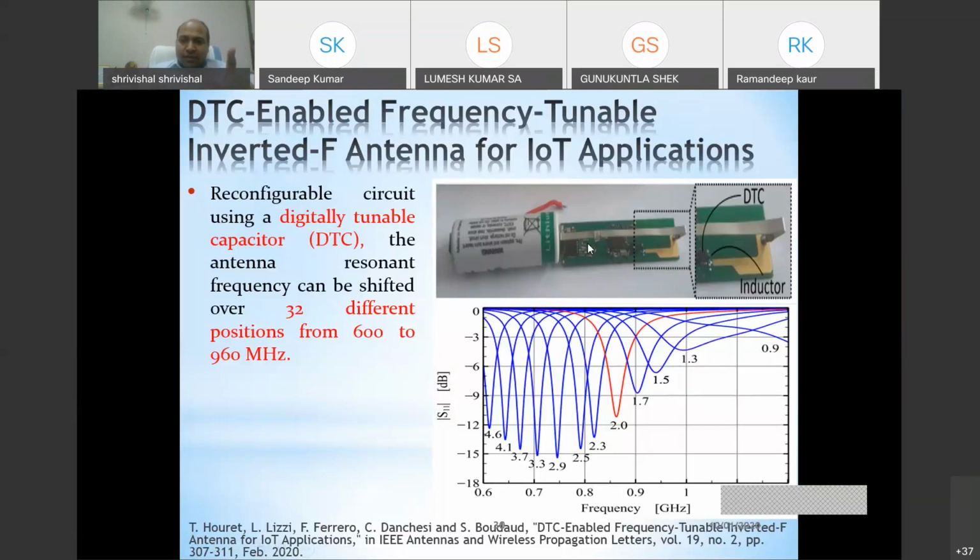So in the design, they are changing the capacitor's value, and by changing this capacitor's value, they are able to obtain tunability in the functioning. This way they are obtaining reconfigurability in the functionality.